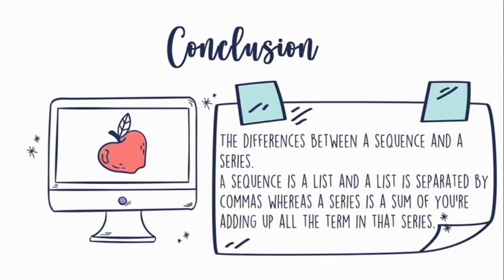Conclusion. The difference between a sequence and a series is that a sequence is a list, and a list is separated by commas, whereas a series is a sum, where we are adding up all the terms in that series.